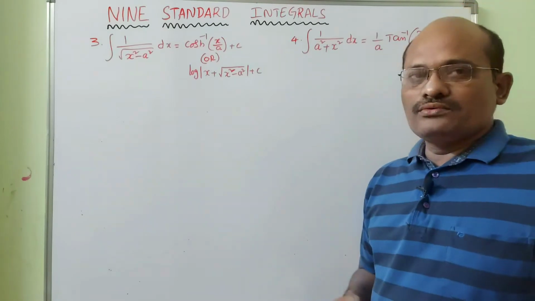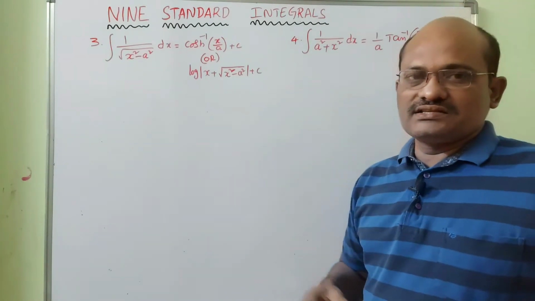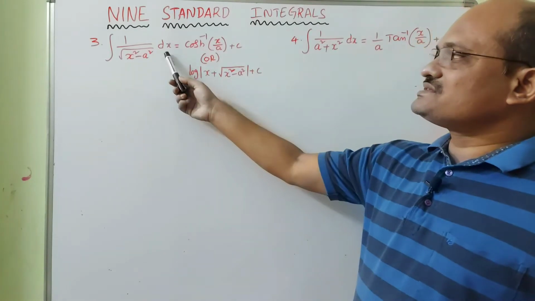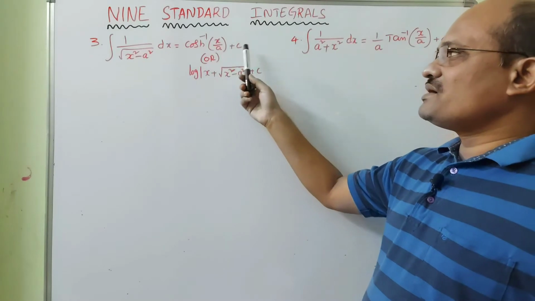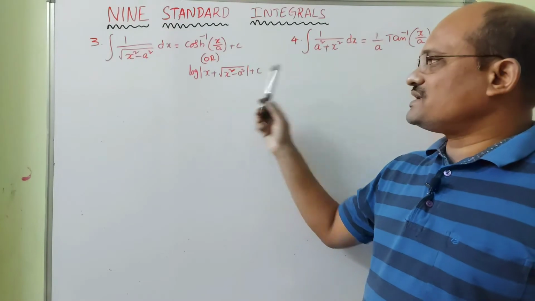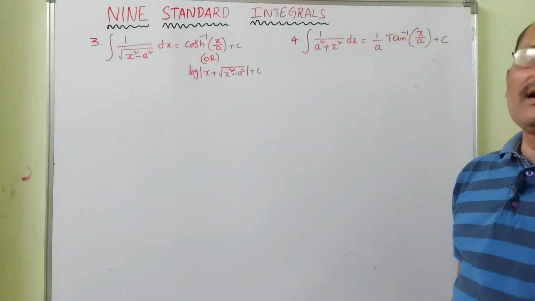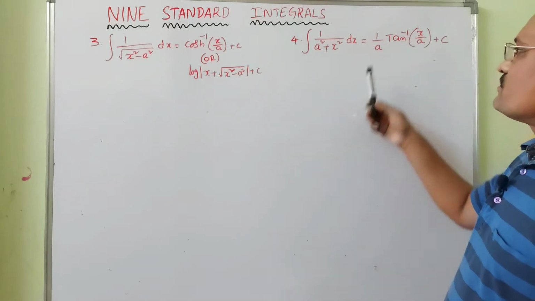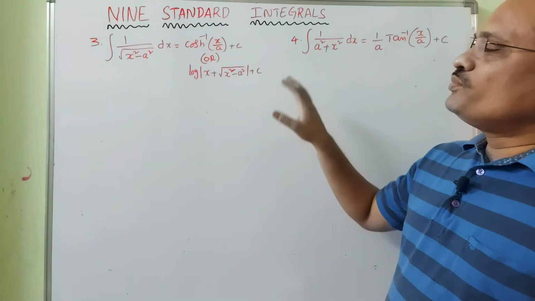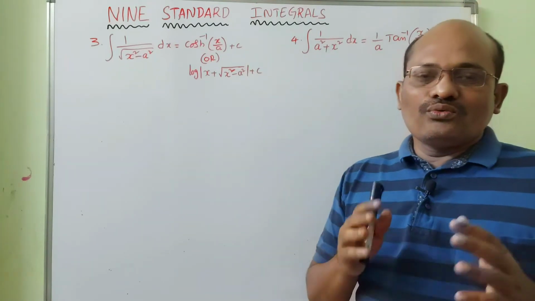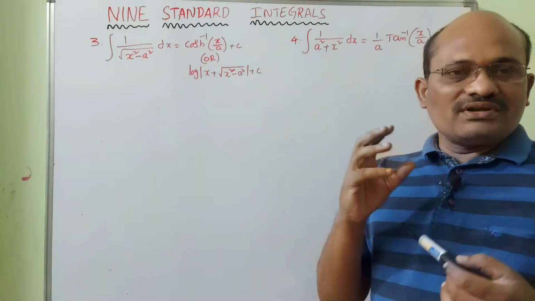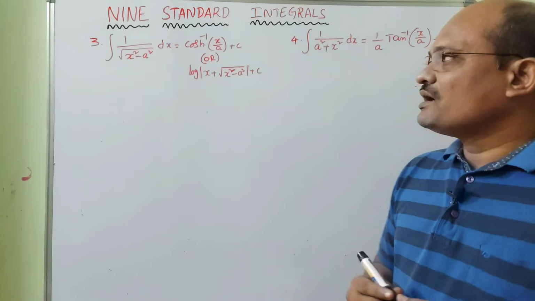Students, now we are going to prove the third and fourth standard integrals. Third one: integral of 1 by root x square minus a square dx is equal to cosh inverse of x by a plus c, or log mod x plus root x square minus a square plus c. Fourth one: integral of 1 by a square plus x square dx equal to 1 by a tan inverse x by a plus c. Students, to prove all these 9 standard integrals we use integration by substitution. We have to go for a suitable substitution and we have to get the answer.